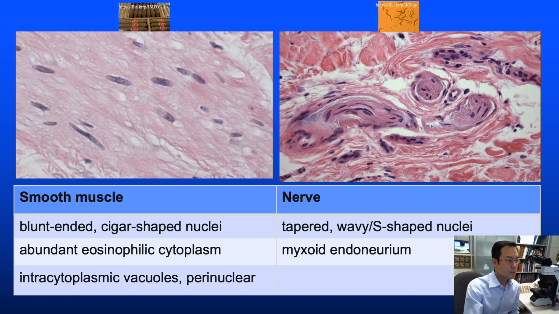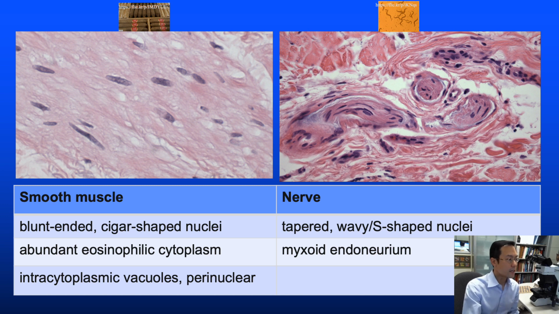And there are some overlapping features with nerves, but there are also multiple features that we can use on H&E to make the distinction in the vast majority of cases. So smooth muscle cells are spindle cells. Their nuclei do have more blunt-ended or cigar-shaped nuclei in contrast to the wavy and tapered or S-shaped nuclei of nerves. In addition, smooth muscle cells have more abundant eosinophilic cytoplasm compared to the relatively smaller Schwann cells and neurons.